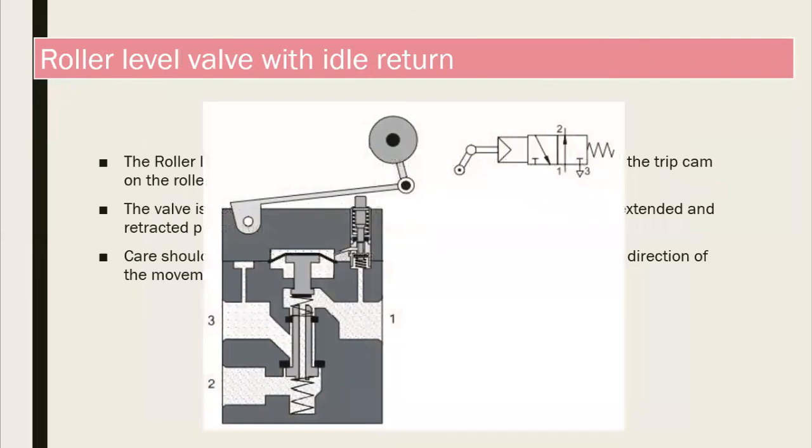Likewise, this type of valve can be used either in normally open or normally closed position. In this case, for the normally open position, only ports 1 and 3 need to be inversely connected compared to the normally closed position. The head of the valve with roller lever actuator can be repositioned by 180 degrees. Here's the actual valve and symbol of a roller lever valve with idle return.